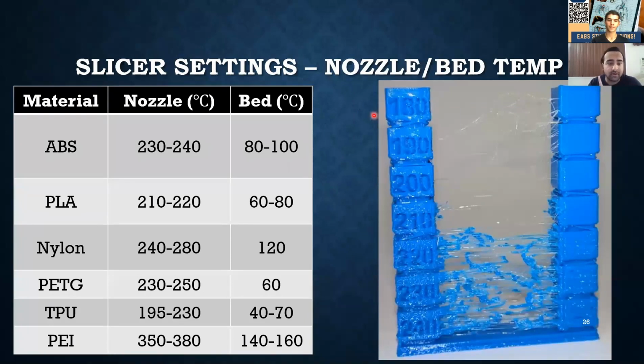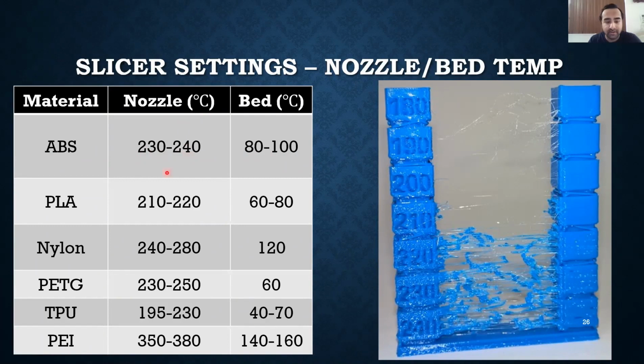Next thing I want to talk about is the nozzle and bed temperatures. Remember how I was talking about ABS generally having this warping issue? Well, the bed you're trying to print on has to be heated because of that. You have to heat the surface you're printing on between 80 and 100 degrees when you're doing ABS printing, and your nozzle, the tip that's actually doing the printing, has to be between 230 and 240. PLA, you don't even need a heated bed for. You can just use the nozzle temperature between 210 and 220.